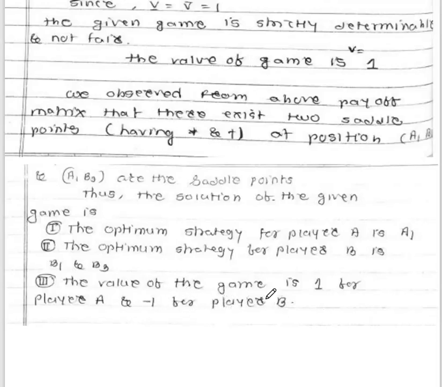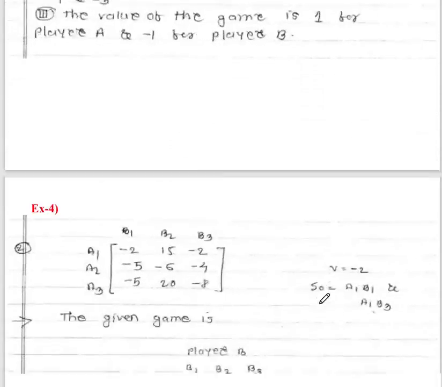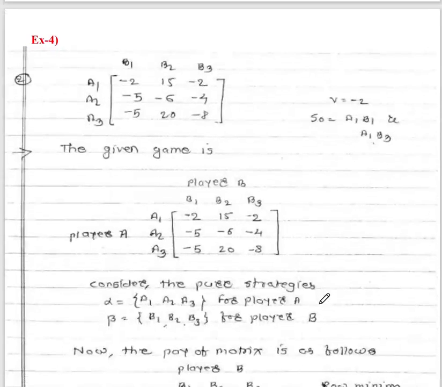So the value of the game for player A is 1 and the value of the game for player B is -1. This is the loss and this is the gain of the player. In this way we can find the solution of the problems: the saddle point of the payoff matrix, and then the optimum strategies for the given payoff matrix.